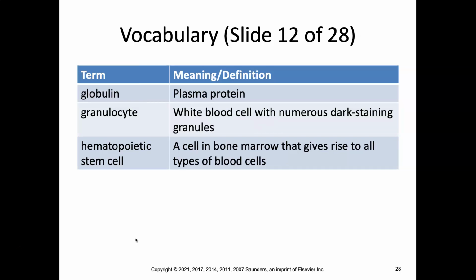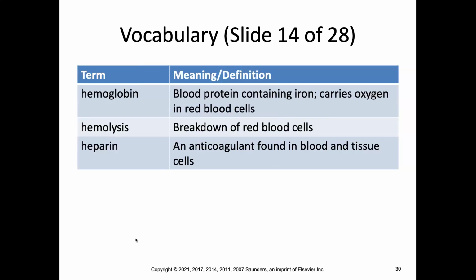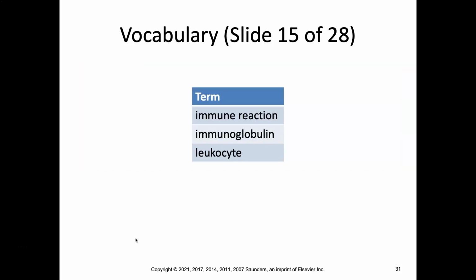Globulin, granulocyte, hematopoietic stem cell, hemoglobin, hemolysis, heparin. Make sure you know the difference between hemoglobin and hematocrit. And if you're not sure, look in the back of your book. It should also be in chapter 13. So know the difference between hemoglobin and hematocrit, those two tests.